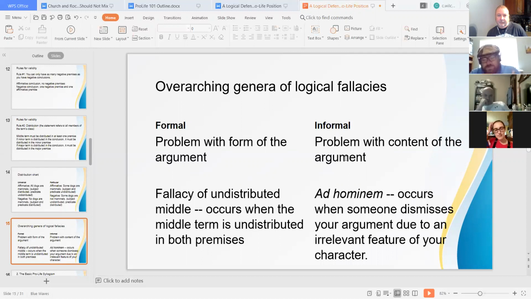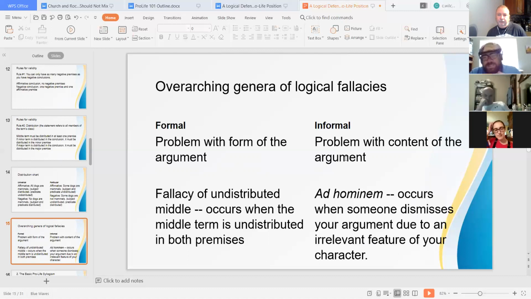So there are two overarching categories of logical fallacy. There are formal fallacies, which have to do with the form of the syllogism, and there are informal fallacies, which have to do with the content of the argument. Now, I've given a couple of examples up here. The fallacy of the undistributed middle is an example of a formal fallacy since it deals with the form of the syllogism. If neither premise distributes the middle term, then there's no necessary connection between the premises. So it is a formal logical fallacy not to distribute the middle term in at least one premise.